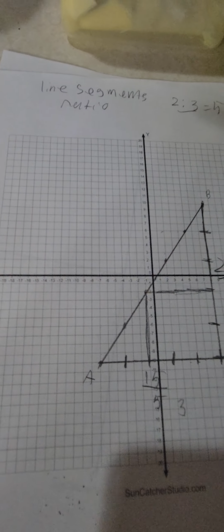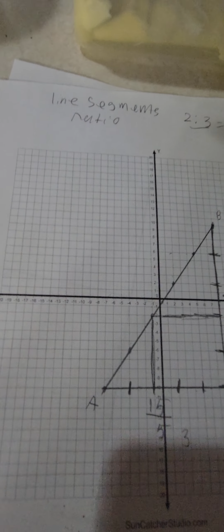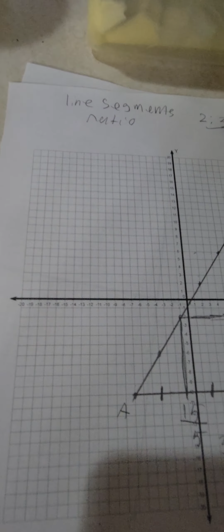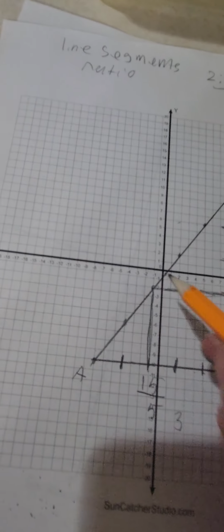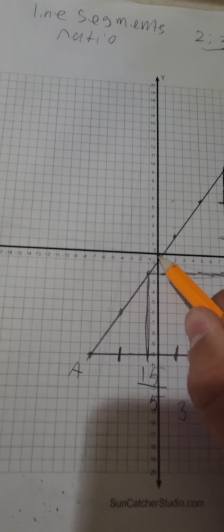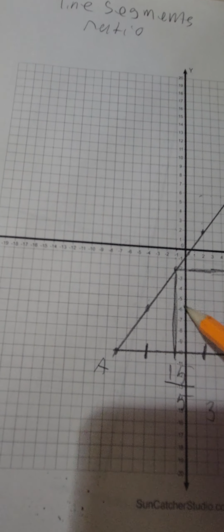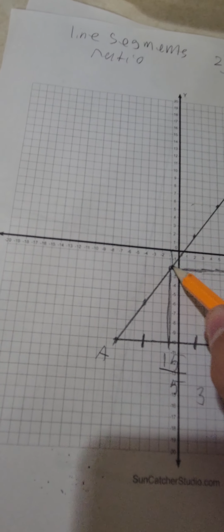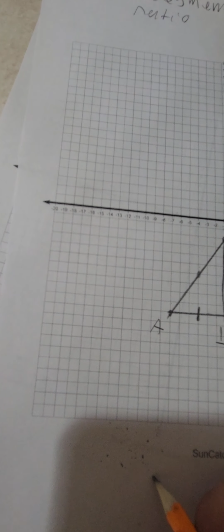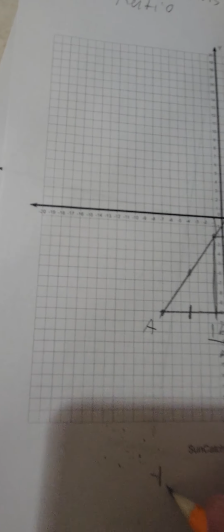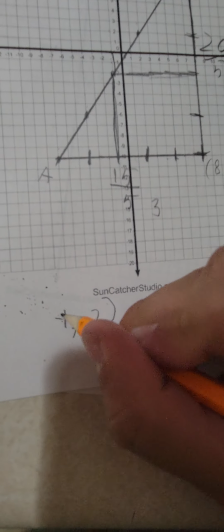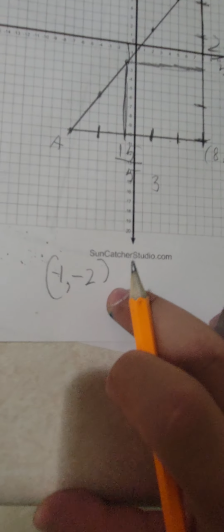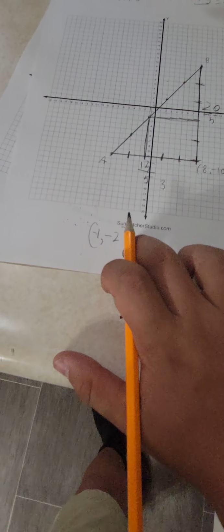Now, when answering this problem, because we already did all the solving part, what is this point? We go from 0, go back 1, so that's negative 1. You need to go down 2. It would be -1, -2. That, folks, is the answer to a problem like this.